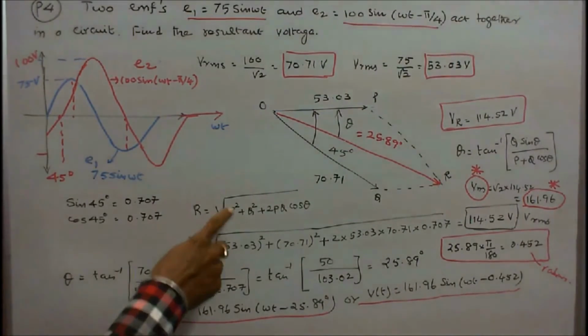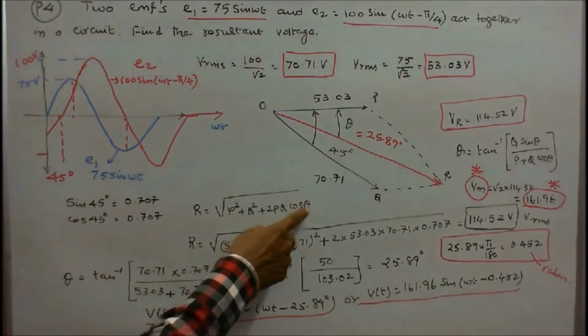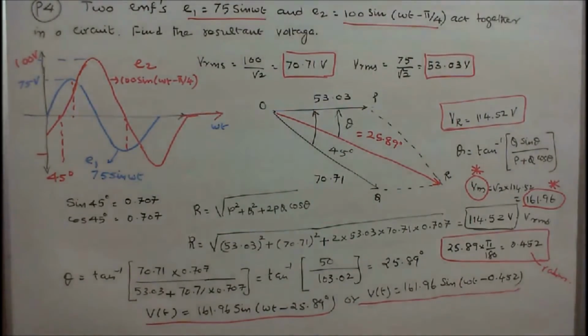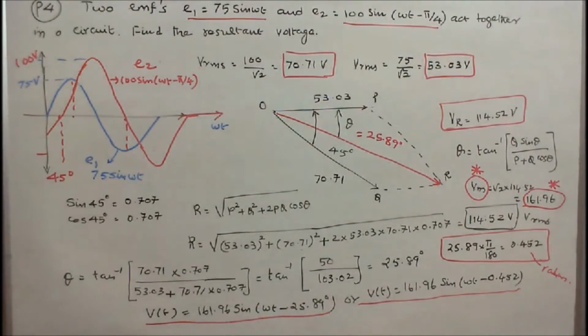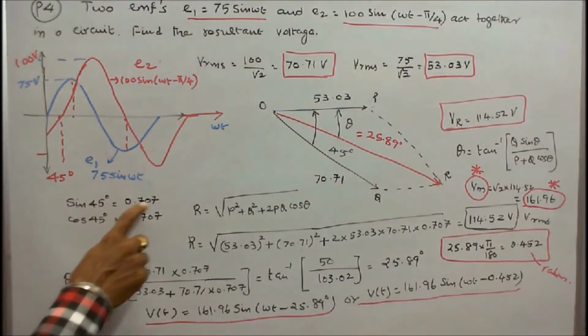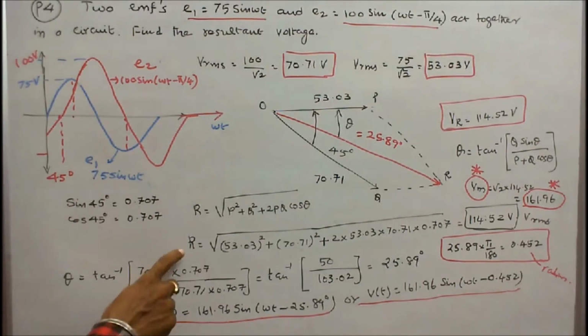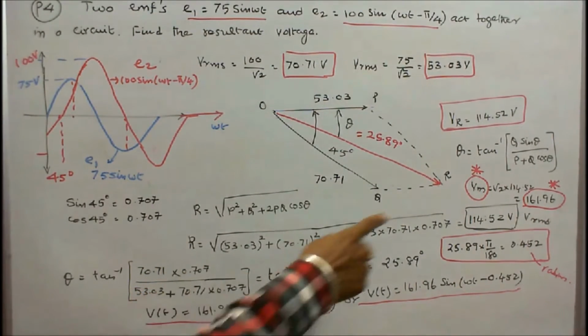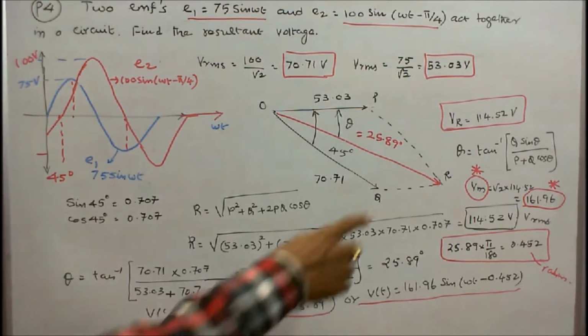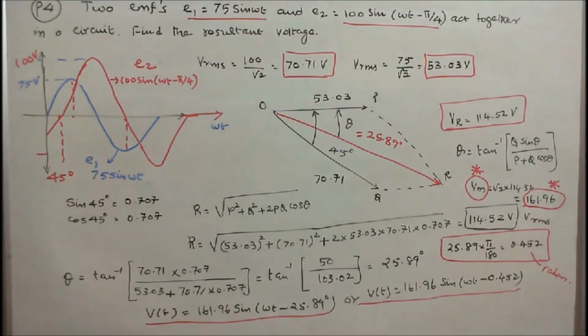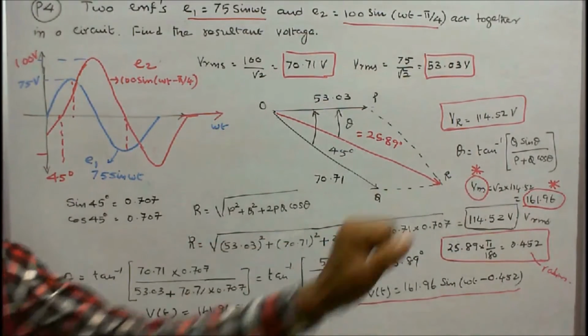R is equal to root of P square plus Q square plus 2PQ cos theta. Here P is equal to 53.03, Q is equal to 70.71, theta is equal to 45. Cos 45 is equal to 0.707, sin 45 is equal to 0.707. Therefore, resultant voltage R is equal to 114.52 volts in RMS. V maximum is equal to root 2 into 114.52, that is equal to 161.96.